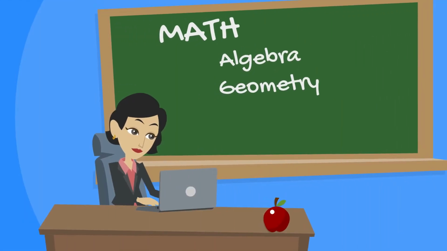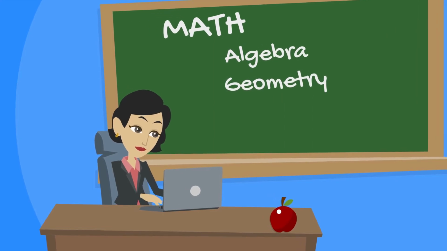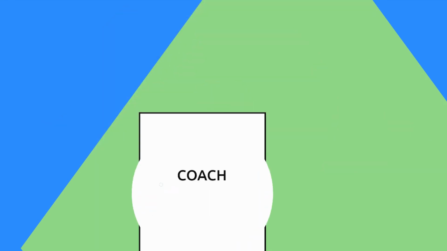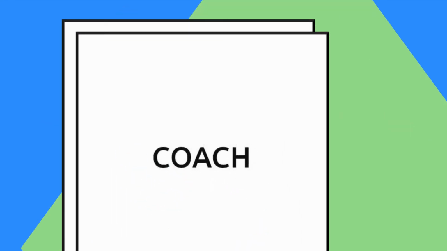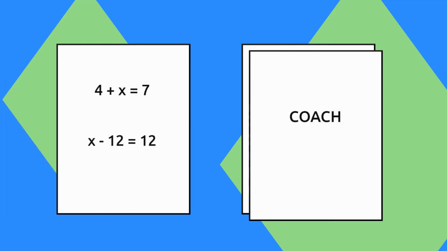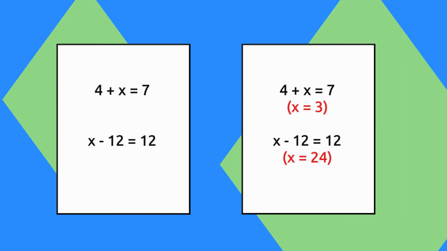Here, a math teacher is using PeerLearning.net to design a peer tutoring lesson on algebra. Peer tutoring generally occurs in groups of 2. Students take turns acting as the coach, who is doing the tutoring, and the player, who is being tutored. Each role has its own set of materials created by the teacher. The player's material has questions. The coach's material has the same questions as well as the answers.